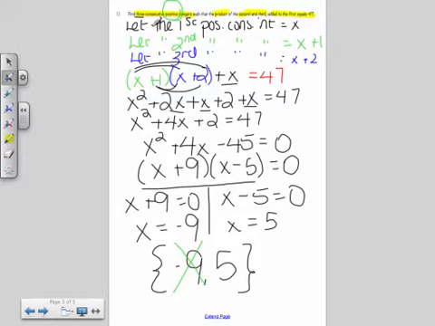So my first answer is 5. My second answer is 5 plus 1, so my second answer will be 6. And my last answer will be 7. So my 3 consecutive integers are 5, 6, and 7.